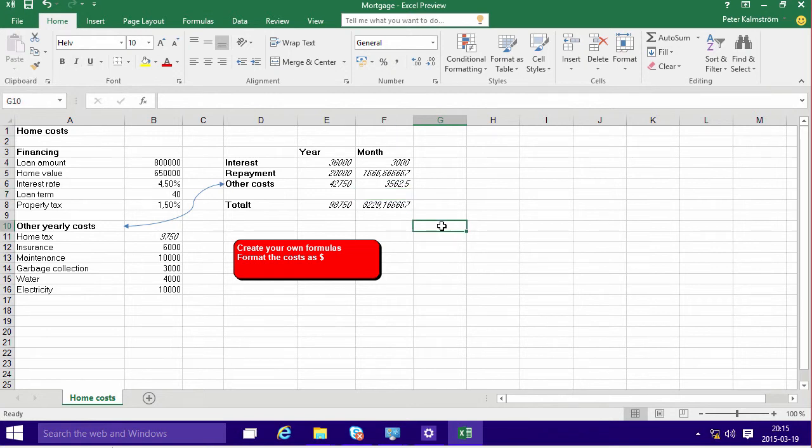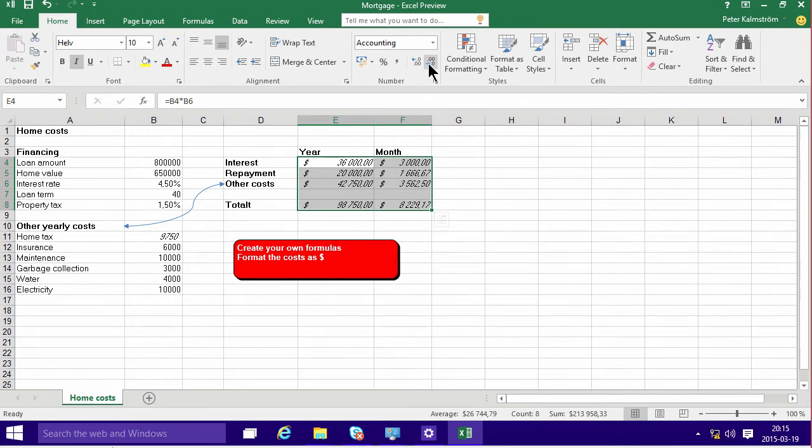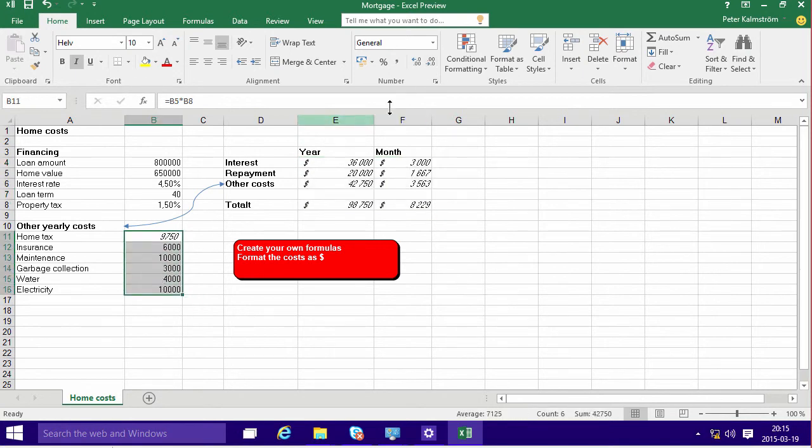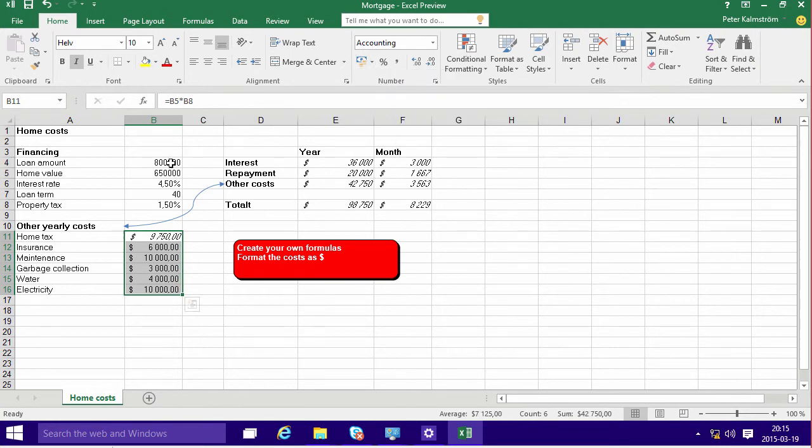Just to make this a little bit prettier, we could make these all into dollar amounts. And here's the dollar amount thing there. Actually, that turned out to be crowns, Swedish crowns. Let's do this English instead. There we go. And I don't want any decimals. And these are all also dollar amounts. So let's do those again. And some of these are dollars too. Those. And no decimals on those either.